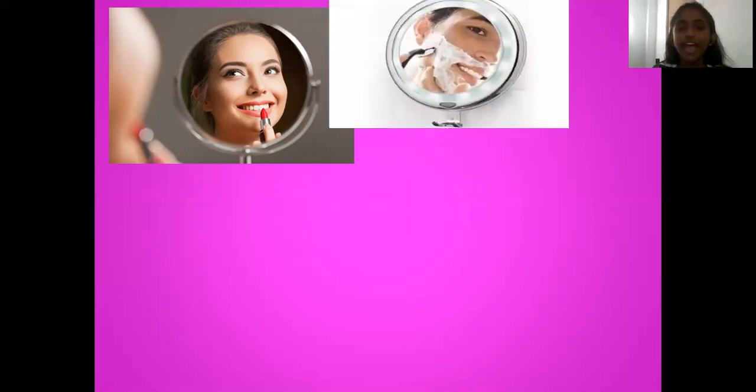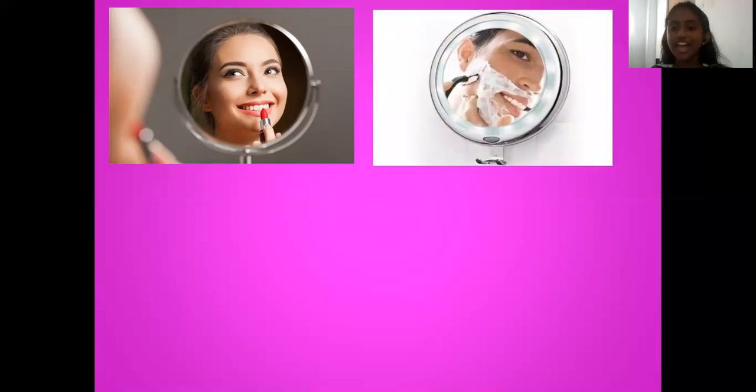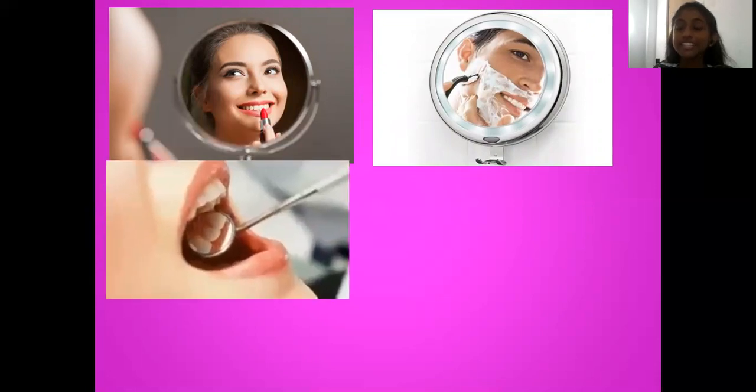So, this picture has a concave mirror. These are called makeup mirrors. So girls use these kinds of mirrors to make up themselves, and boys use these kinds of mirrors to shave, and dentists use the spoon kind of thing, and that is a concave mirror.